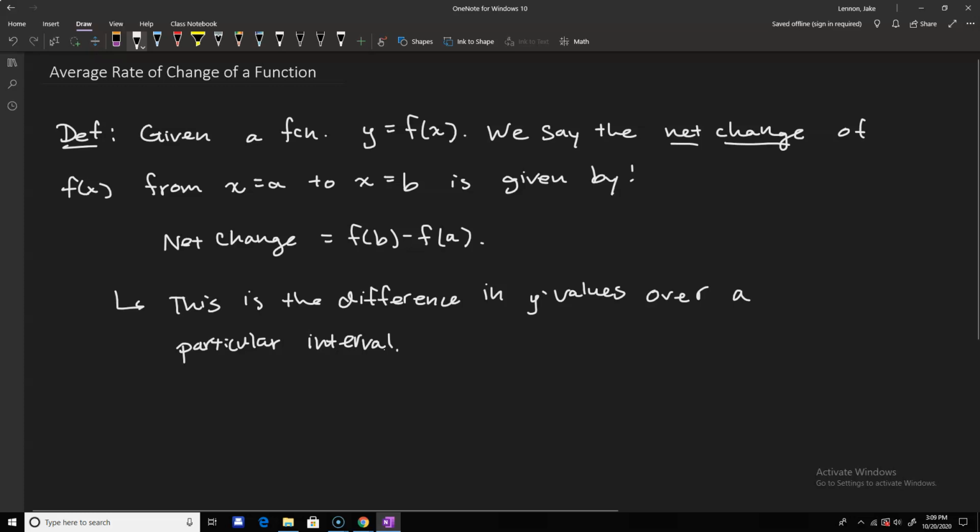You might have a population, say in 1990, of 500,000, and then it jumps up to 1.2 million in 2020, and then you would say, okay, I have a net change of 0.7 million. It increased 0.7 million from 500,000 to 1.2 million. But the thing that's more interesting for us is the average rate of change.